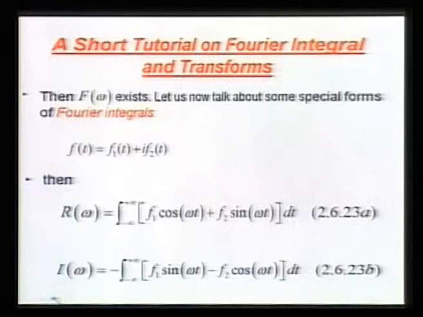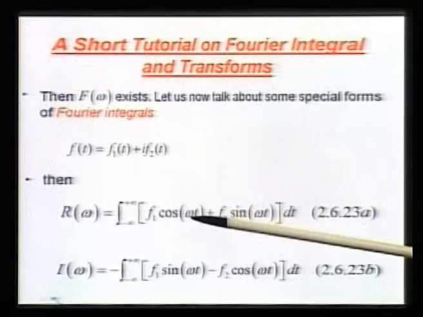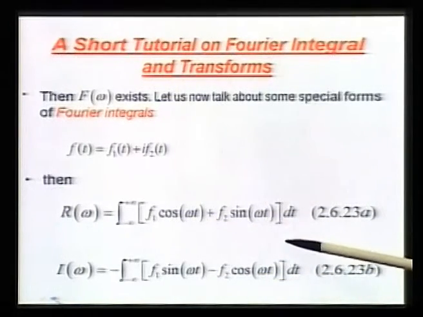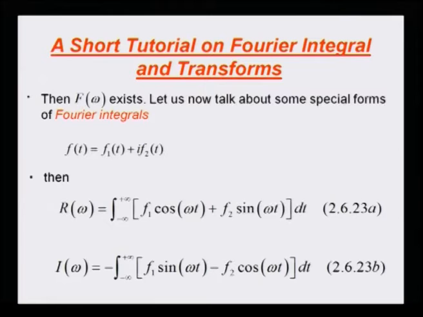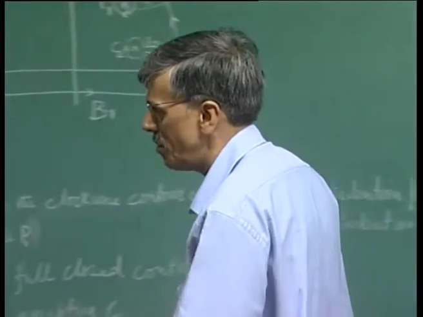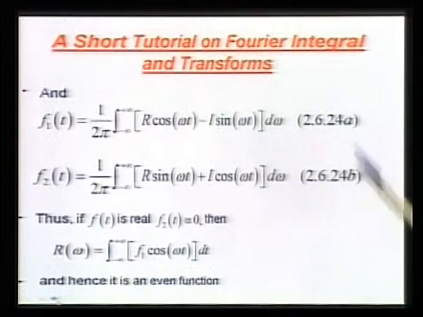Okay. Now, if we define f of t, the response, in terms of a real and imaginary part, the real and imaginary part of the transform is given in terms of this, right. So, this is what we would be using often. So, let us familiarize ourselves, and we can similarly do an inverse transform to get back f1 and f2 in terms of R and I. Okay. This is what it is.